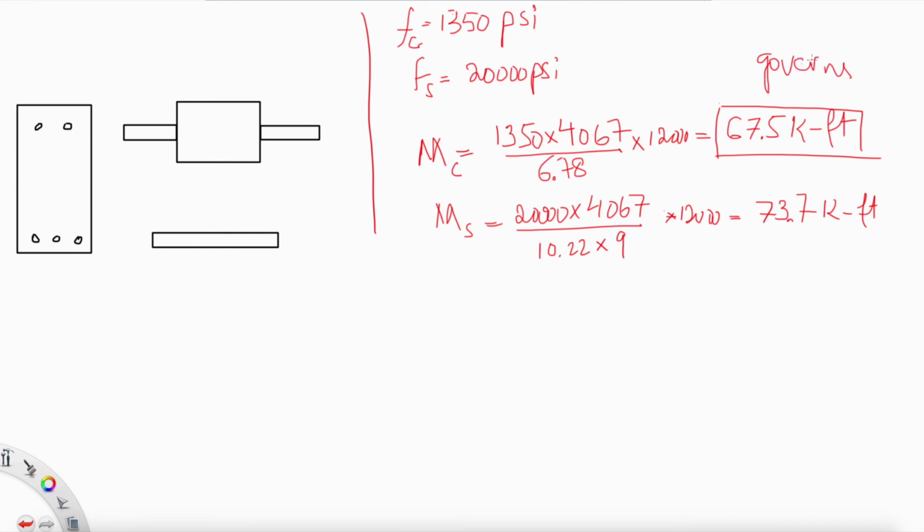This governs the design, because when the stresses reach this limit in concrete, that's the concrete maximum stress limit. But when we keep stressing the beam, the steel can take up to 73, but actually you're overstressing the concrete, and the concrete will be totally crushed. That means we have to design or take consideration for this number, 67.5.